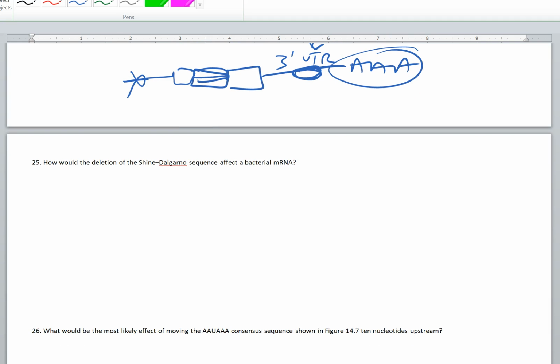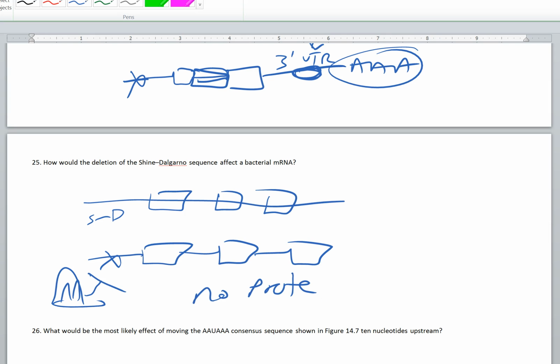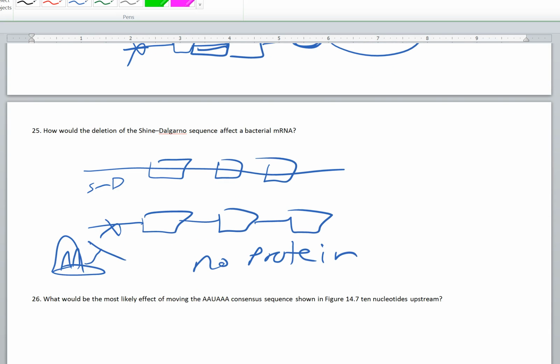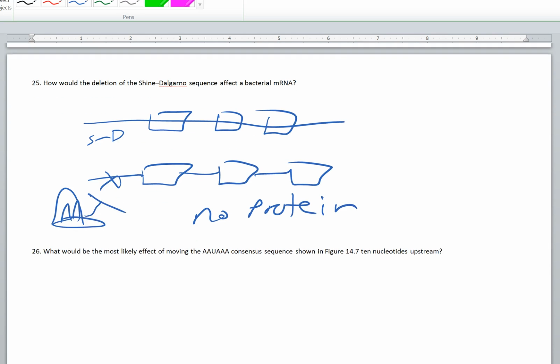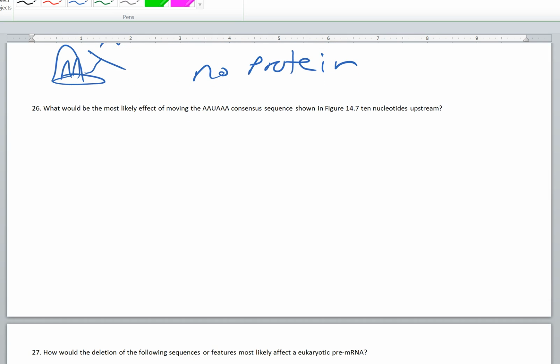How would the deletion of the Shine-Dalgarno sequence affect bacterial mRNA? Here's your RNA. Here's your SD. If we deleted that, so it's no longer there, the function of the Shine-Dalgarno sequence is for the ribosome to bind and recognize it, so we would get no protein, or very little protein. You might get some random translation. But the function of the Shine-Dalgarno sequence is to initiate translation, or to allow the ribosome to bind, and without it you don't get it.